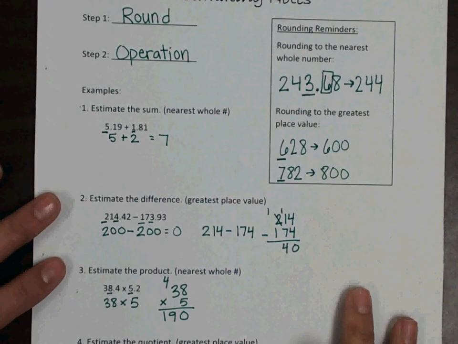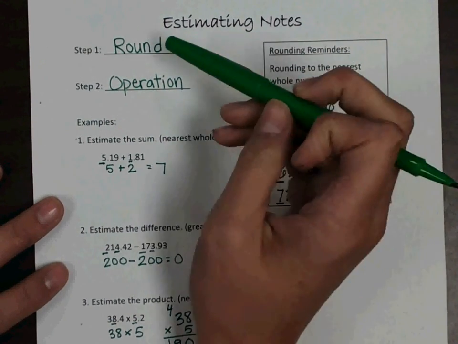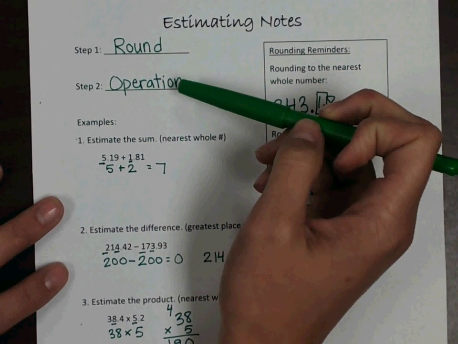Alright, I hope this helps. Just remember the two basic steps is to round and then to do the operation, not vice versa.